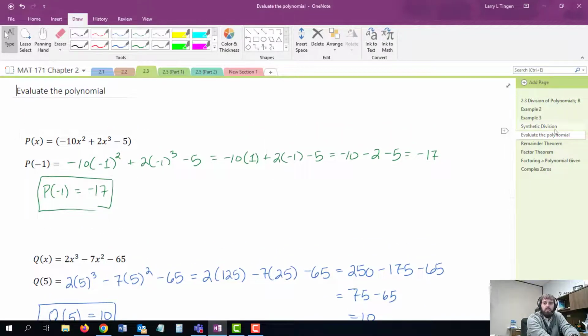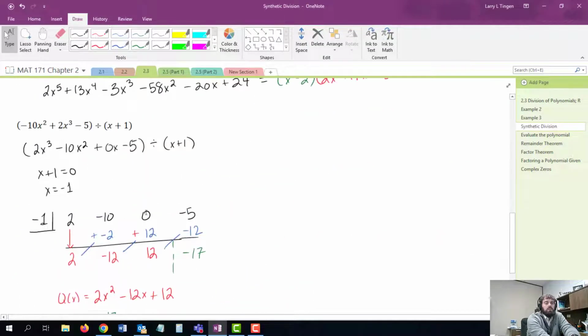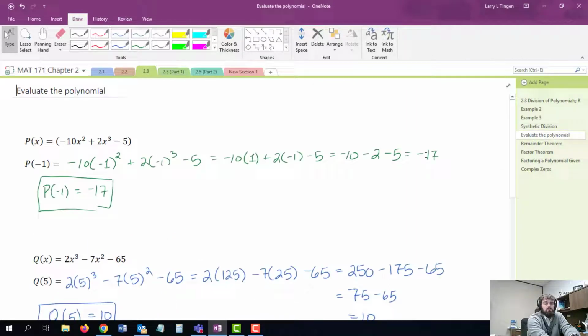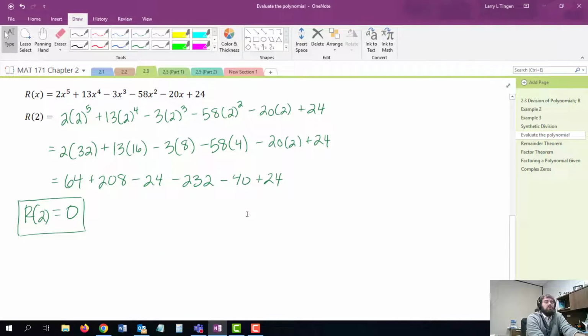Let's see if that happens somewhere else. Okay, here's the polynomial that was out of order. 2x cubed minus 10x squared minus 5 divided by x plus 1. In that one, I'm testing out negative 1. I do my synthetic division. I end up with a remainder of negative 17. I evaluated P at negative 1, and I got negative 17. Those match up. Same thing is going to be true for R of x down here as well.